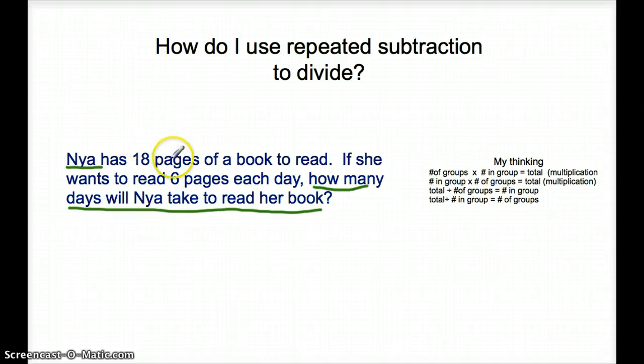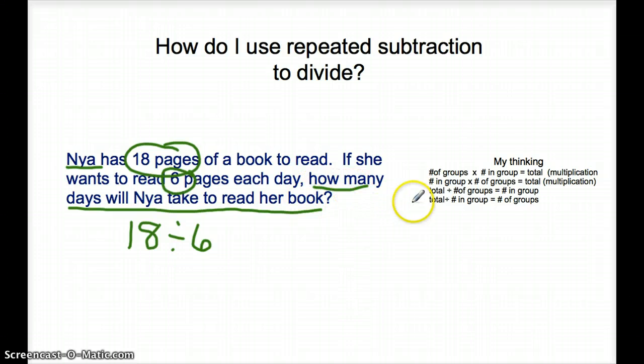Well, I know she's reading 18 pages. That sounds like the total. Altogether, she's going to read 18 pages, and she's going to do 6 a day. So I can think of that as starting with my total of 18 and dividing that by 6. The problem gave me the total and the number of groups, and I need to know how many groups there are.